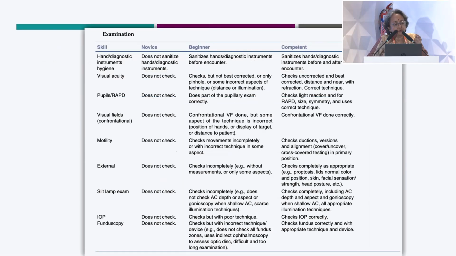And then you, of course, have examination skills, which start off with hand hygiene, and then visual acuity, pupils, visual fields, motility, external exam, slit lamp, intraocular pressure, fundoscopy. If you look to the right, you have a rubric which helps you score them, so that it doesn't depend on your mood that day, whether your resident is irritating you and you score them poorly or fairly. There's novice, beginner, and competent, and there is a description for each one of these. So you just look at that, look at the performance, and then score.